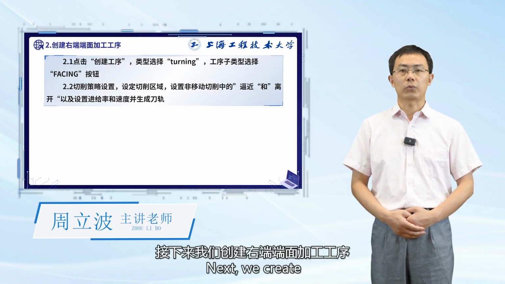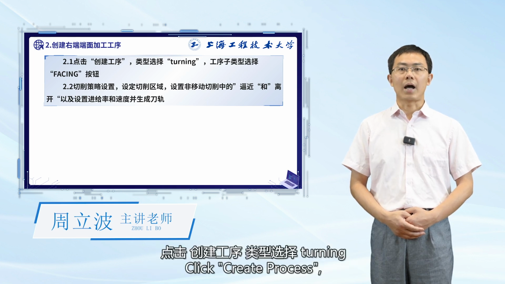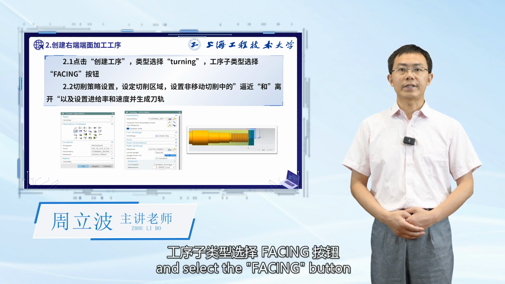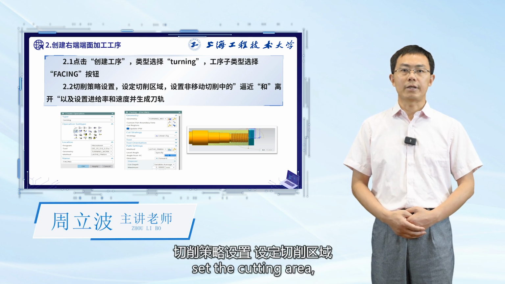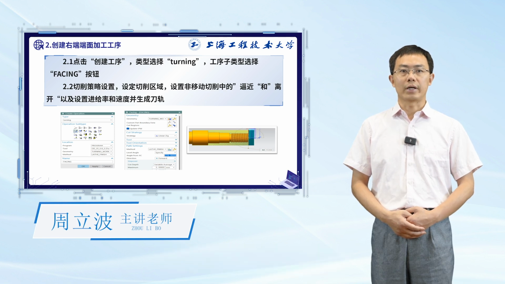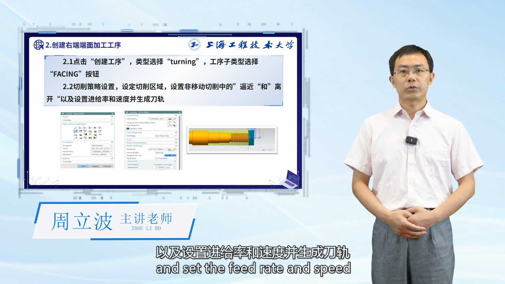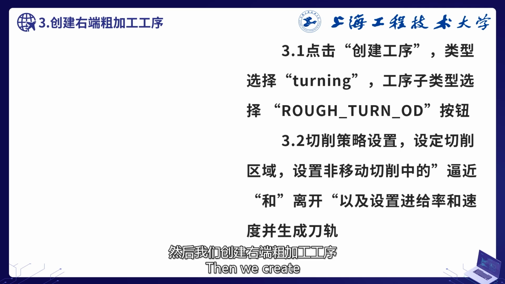Next, we create the right end face machining process. Click Create Process. Select Turning for the type, and select the Facing button for the process subtype. Set the cutting strategy. Set the cutting area. Set the approach and leave in the non-moving cutting, and set the feed rate and speed, and generate the tool path.